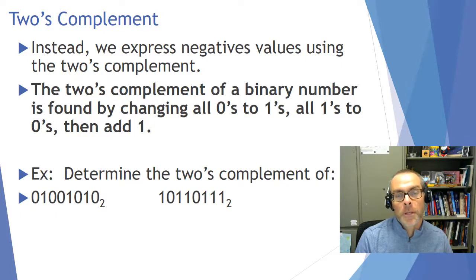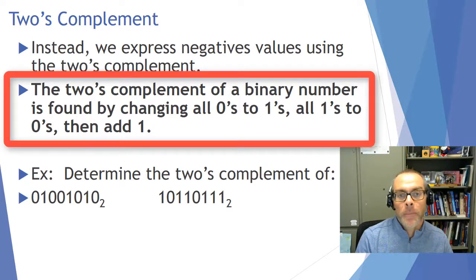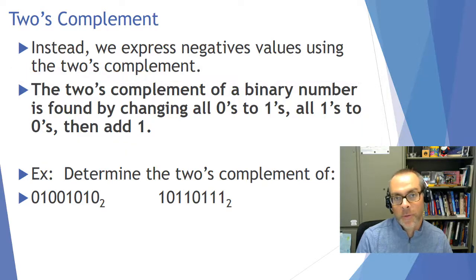The 2's complement is an extremely important idea for binary arithmetic. The 2's complement of a binary number is found by changing all the zeros to ones, all the ones to zeros, and then you add 1. It's that simple. So let's take a look at a couple examples of what the 2's complement is, and then I'll show you why it's useful.